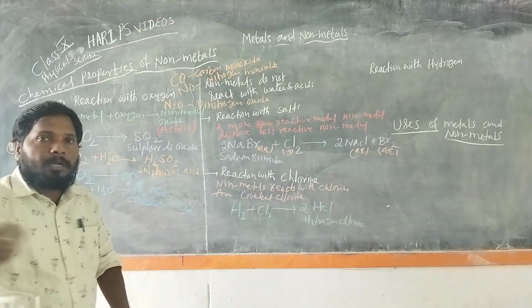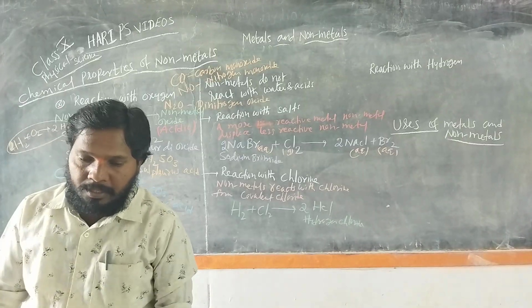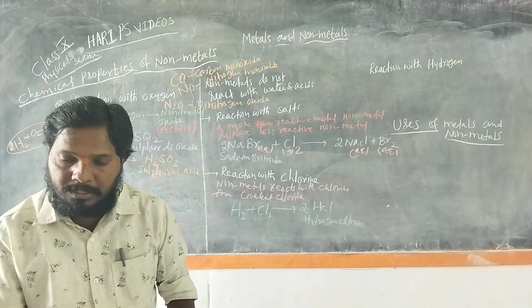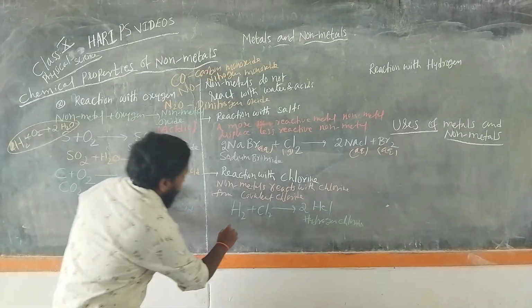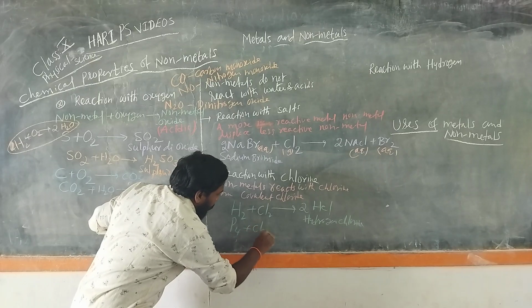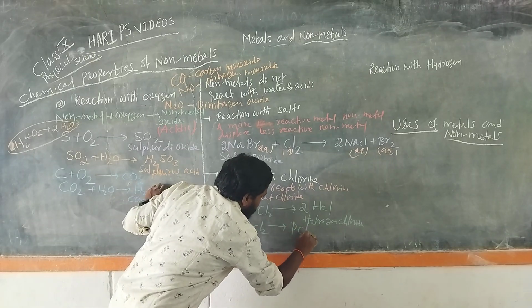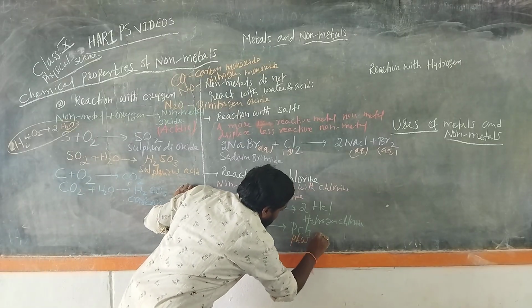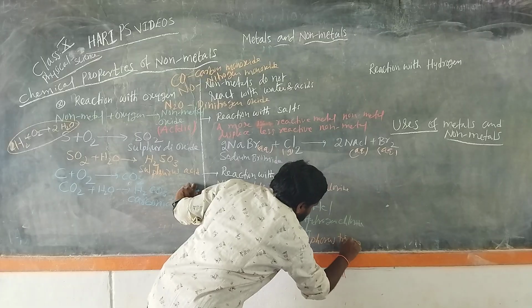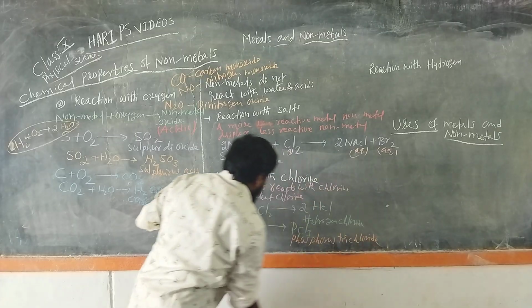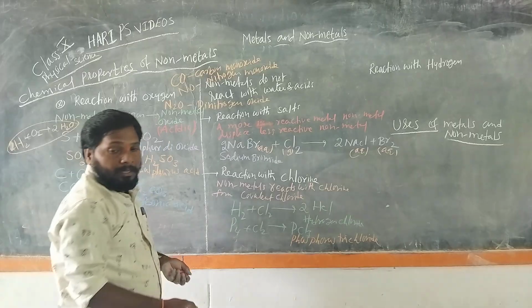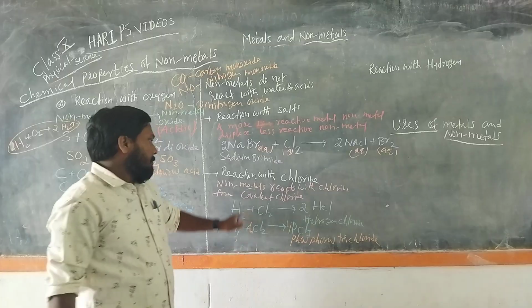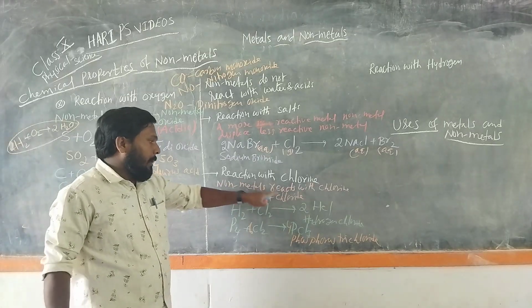Carbon reacts with chlorine and gives carbon tetrachloride. Phosphorus also reacts with chlorine and gives phosphorus trichloride. So phosphorus with chlorine gives us phosphorus trichloride. Here we then balance the chemical equation. So non-metals interact with chlorine to form covalent chlorides.